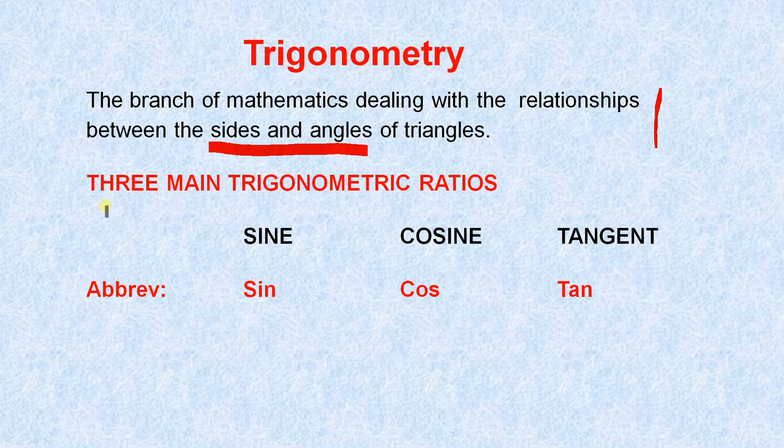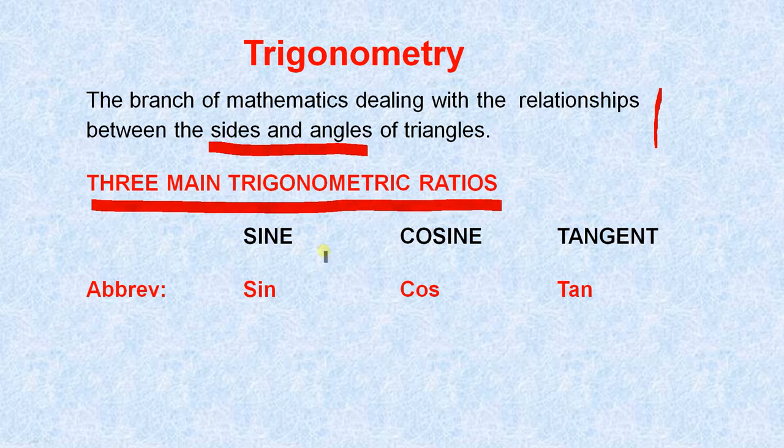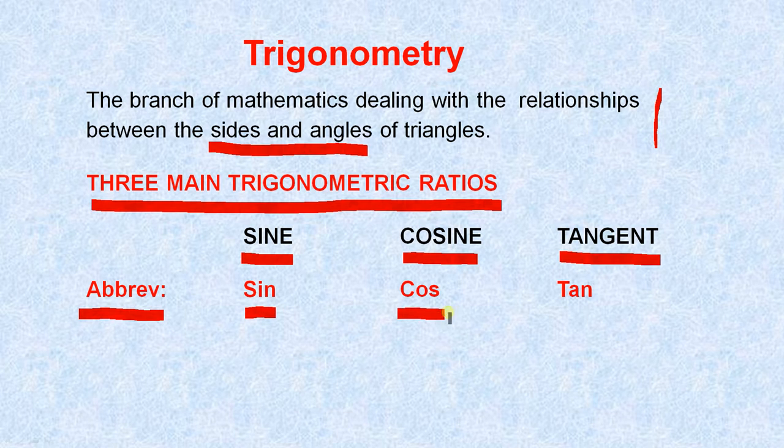There are three main trigonometric functions. They are called sine, cosine, and tangent. Now the abbreviations for these three, these are what you will normally use in your classes. Sine, cos and tan. They just mean the same thing, but they're a little bit easier to use.